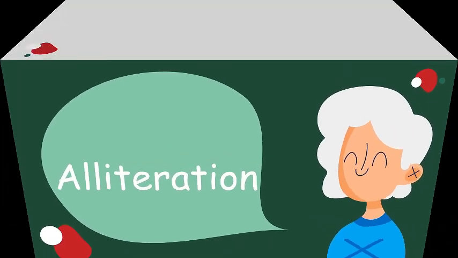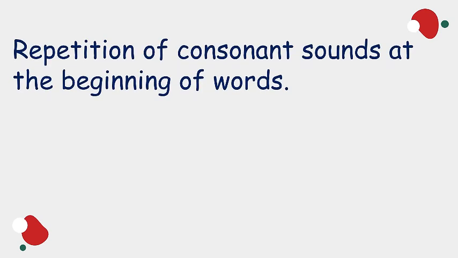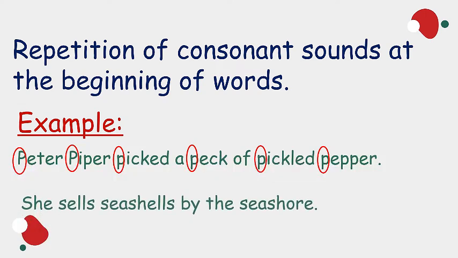Alliteration. The repetition of consonant sounds at the beginning of words. Example: Peter Piper picked a peck of pickled pepper. You realize that all letters, or almost all letters, begin with the consonant P. Peter, Piper, picked, peck, pickled, and pepper. This is how alliterations usually look like. Another: she sells seashells by the seashore. Notice they mostly start with the consonant S.